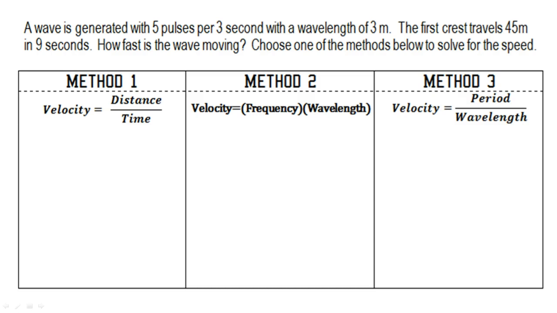In the given scenario, a wave is generated with 5 pulses per second with a wavelength of 3 meters. The first crest travels 45 meters in 9 seconds. How fast is the wave moving? Choose one of the methods below to solve for the speed.